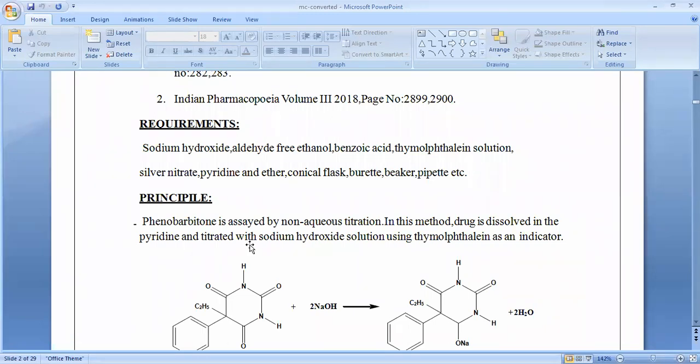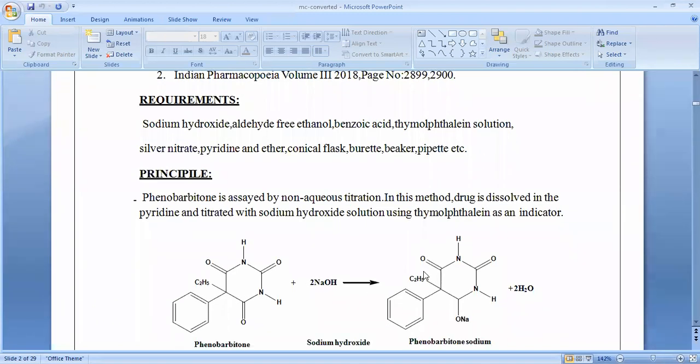See, in the case of the aspirin drug molecule, it is an acid-base titration. Here, the phenobarbital drug molecule is assayed by non-aqueous titration. In this method, the drug, that is phenobarbital, is dissolved in pyridine solution, and this pyridine solution will be titrated with sodium hydroxide solution using thymolphthalein as an indicator.